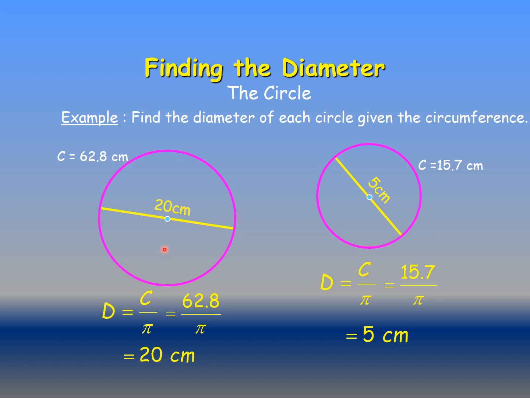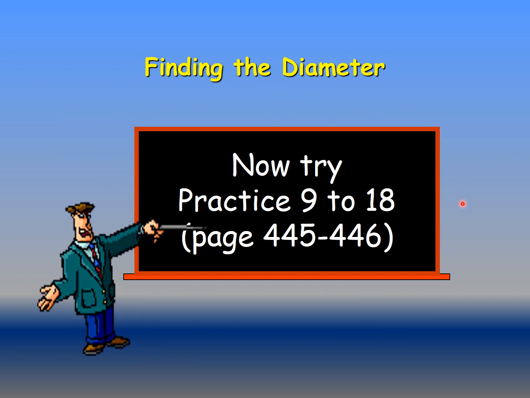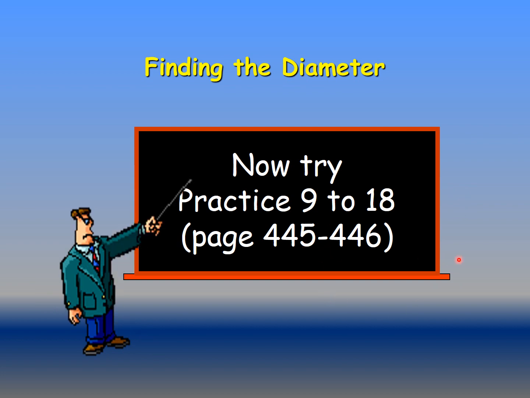If the diameter is 20, what will be the radius? Of course, half of this one, right? 10 centimeters. Then we can say here that the radius will be 2.5 centimeters. Here the radius will be 10 centimeters. Now try practice 9 to 18, page number 445 to page number 446.